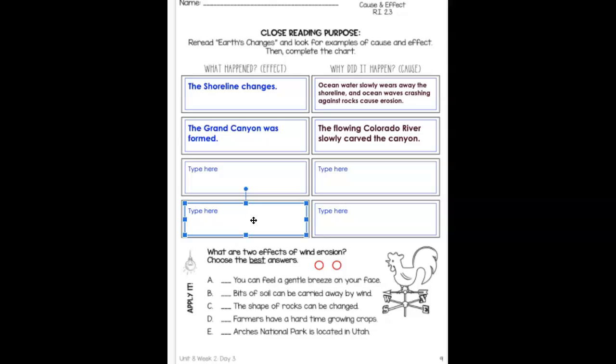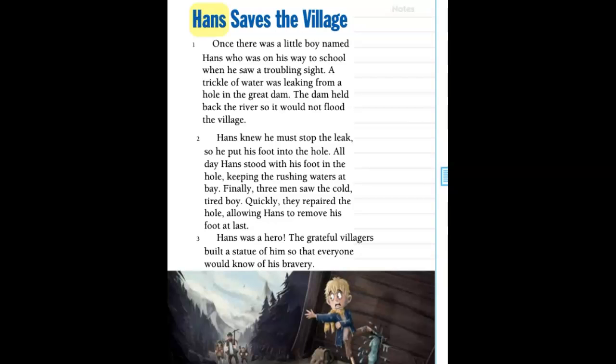All right, boys and girls. Well, that was the end of that. We are going to now look at our shared reading for today, and we are going to look at Hans Saves the Village. Hans Saves the Village. So let's go ahead and go to that. Shared reads 3 and 4.